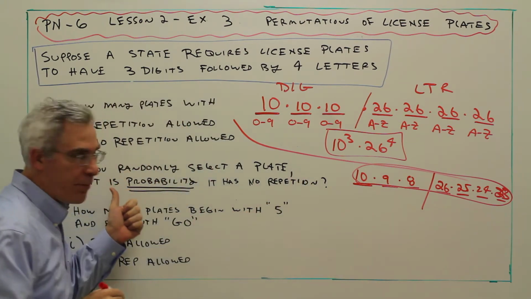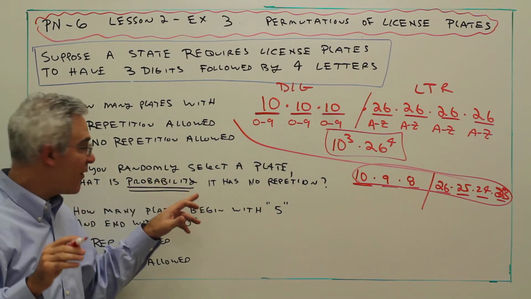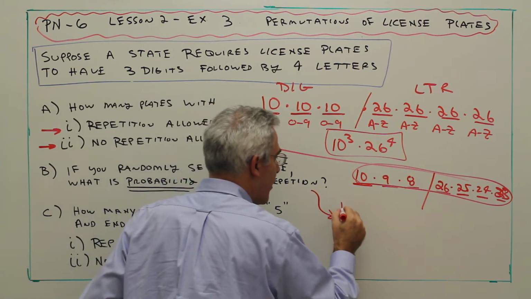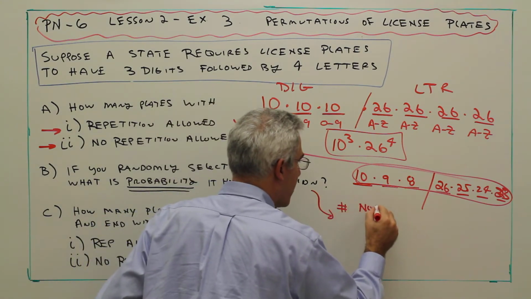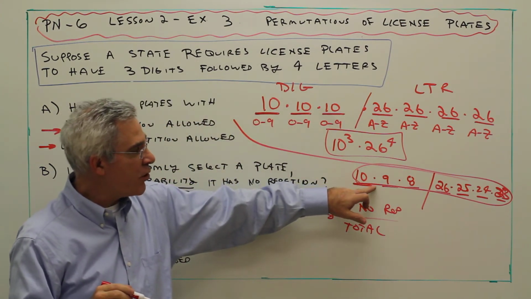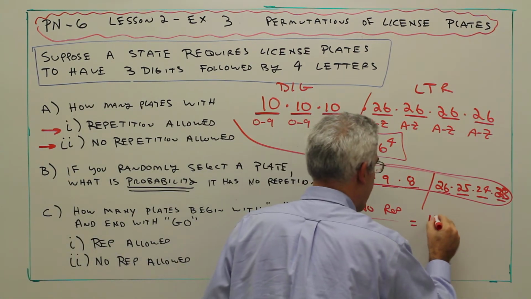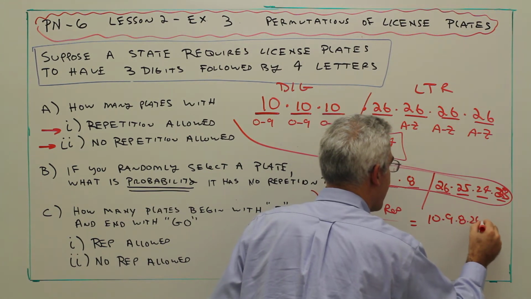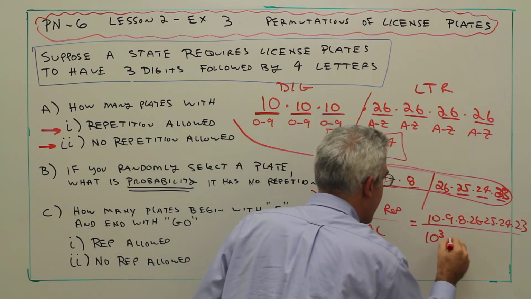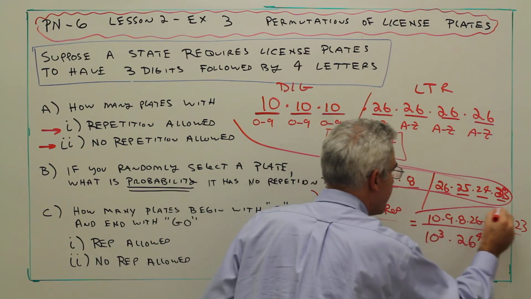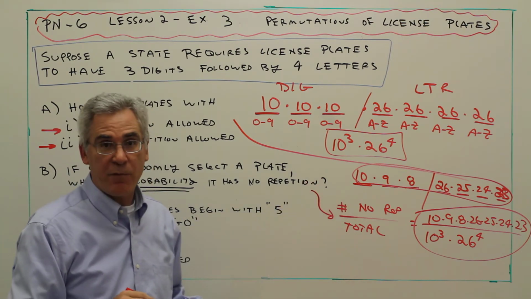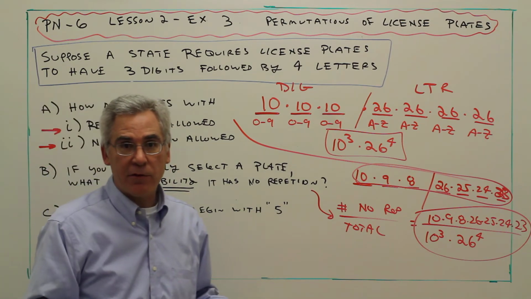Okay, problem B. If you randomly select any license plate, what's the probability that it has no repetition? So I'll put that work over here. So it's the number with no repetition over the total. This is the number with no repetition. This is the total. So it's going to be 10 times 9 times 8 times 26 times 25 times 24 times 23 all over 10 cubed times 26 to the fourth. And again, you could calculate that with your calculator, but just for this video, I'll just set it up for you. Typically, we'll give 3 decimal places for the probabilities.